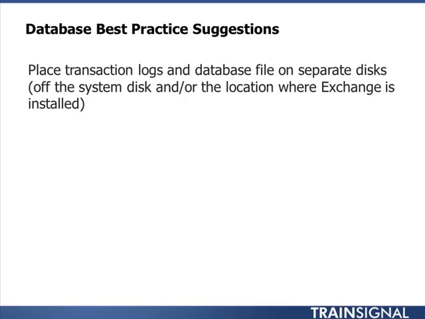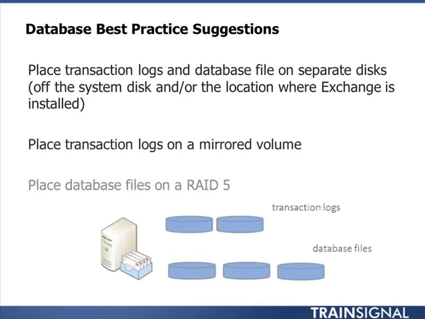One best practice option from years back is that you place transaction logs on a mirrored volume and you place database files on a RAID 5, some kind of array, so that your database files and transaction logs are separated from each other, but set up in such a way that there's fault tolerance built in. You can see that in doing it this way, your transaction logs and database files would be separate from your system disk or the location where Exchange is installed, and they would be set up in such a way that you would have redundancy and some kind of resiliency built in when it comes to the logs and database files.